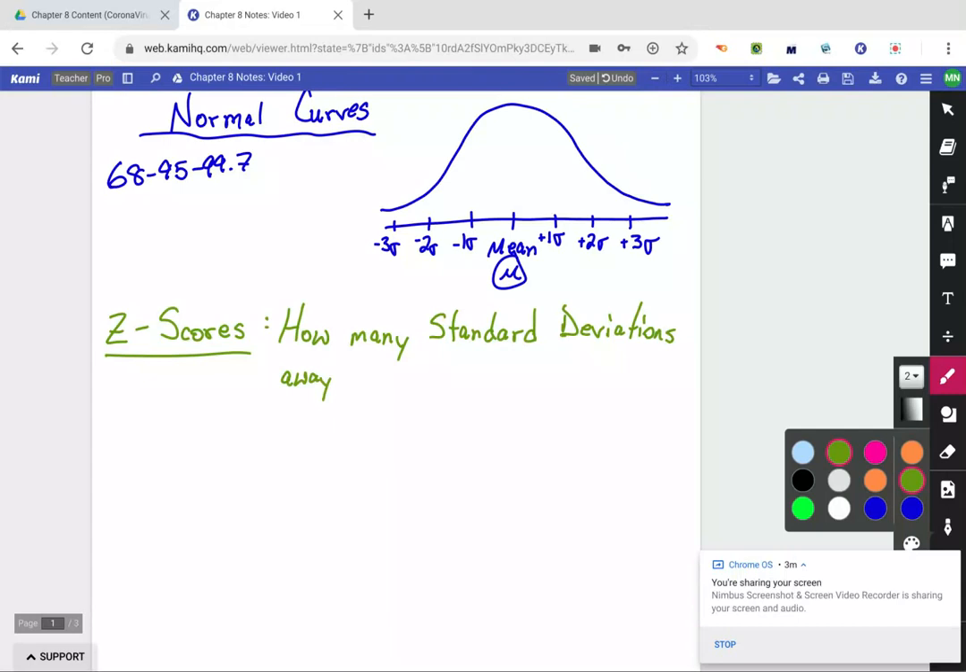Anyway, how many standard deviations away from the mean? That's just how many jumps. In our small picture up above, each jump between tick marks represents one jump of standard deviations. So that's what these z-scores mean. Let's look at an example, and I think that'll make it a little more straightforward.